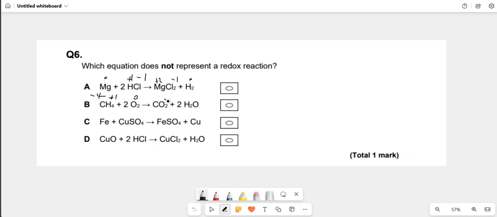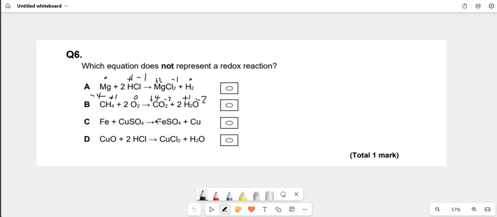CO2, so O has to be negative 2, so negative 4, and then plus 4 on the C. And then H2O has to be negative 2 and plus 1, because H is always plus 1. So what happened here? This is also redox, because carbon got oxidized, going from negative 4 to plus 4, oxygen got reduced, going from 0 to negative 2, and hydrogen stayed the same. So this is redox.